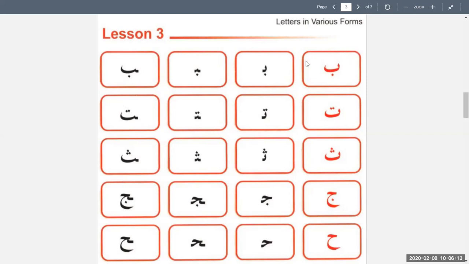So we have the isolated column, the beginning of the word, the middle of the word, and the end of the word, okay? Now, your first three letters, as I mentioned, look exactly alike. So I want you to practice writing all four forms on your piece of paper, okay? Just write all four forms, the isolated form, the beginning form, the middle form, and the final form. And do that for ba, ta, and tha. Do that right now and let me know when you're done.